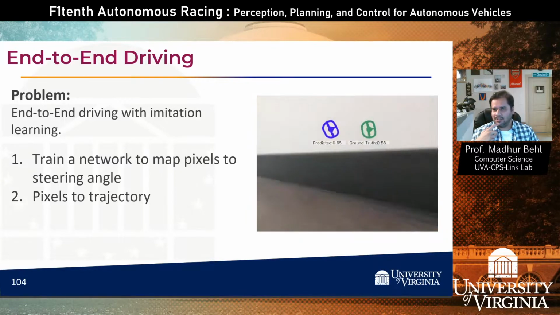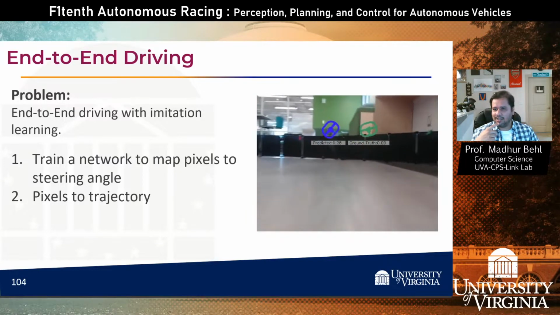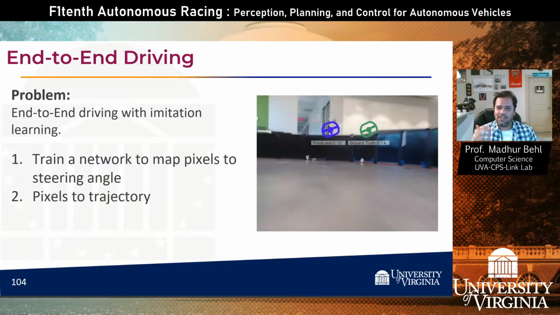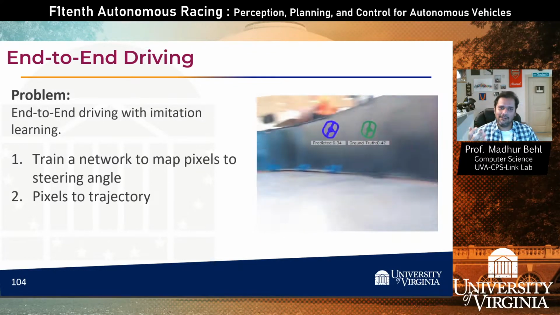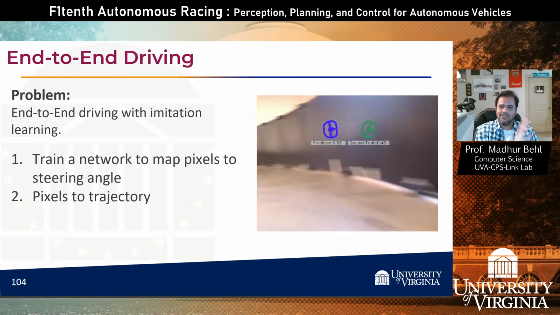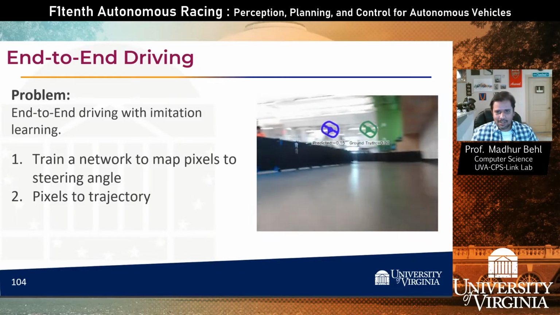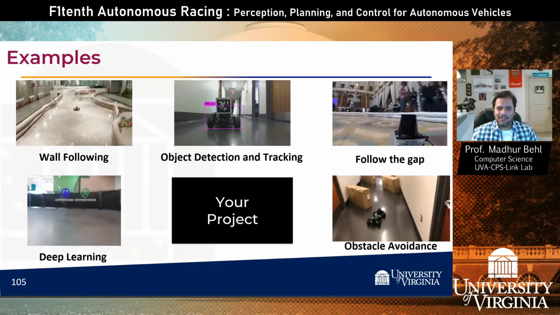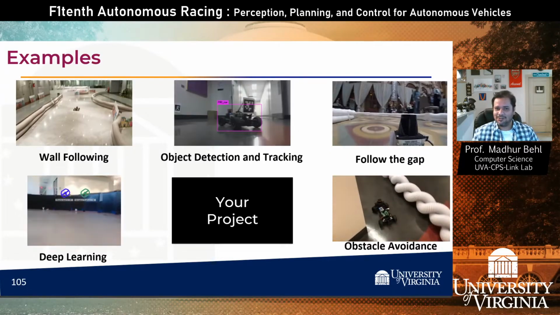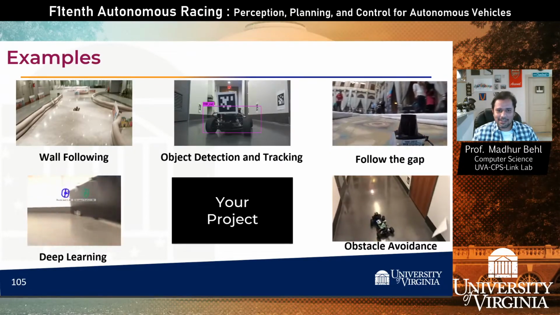So what you see is the predicted steering angle and how it compares to what the expert did, which shows you essentially that you can in principle learn how to drive just by building this deep neural network from pixels to trajectory. So in a nutshell, there are a lot of interesting examples. I've only shown you a very selective assortment of some key ideas.